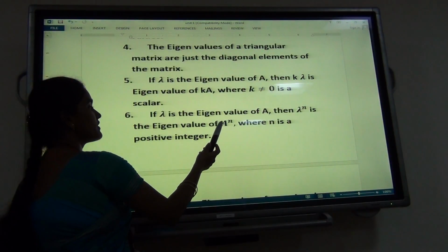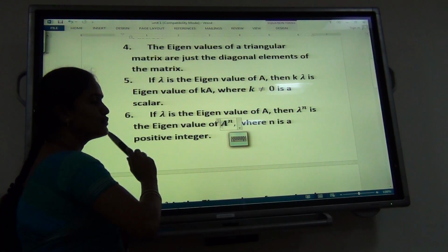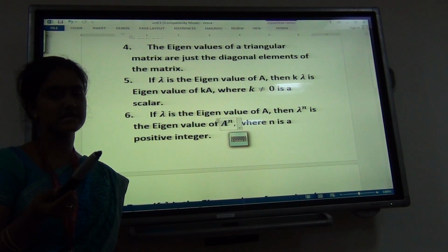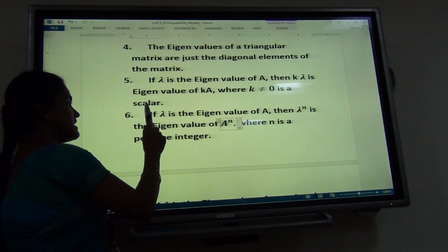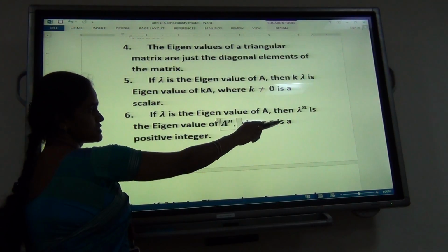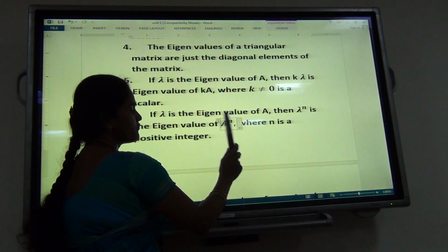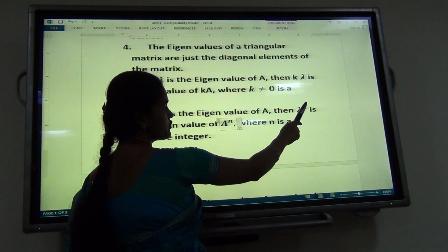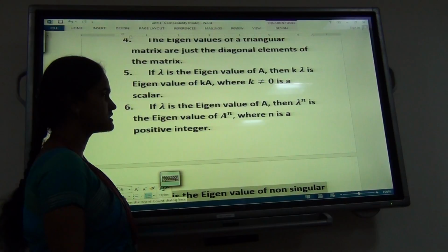So if you have to find the eigenvalues of A power 4, you need not find the matrix A power 4. By finding the eigenvalues of A, you can get the eigenvalues of A power 4 by just squaring, cubing and taking them to higher powers.